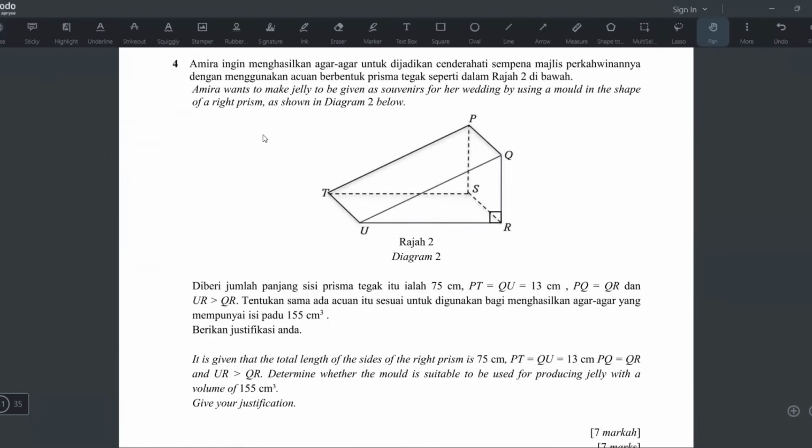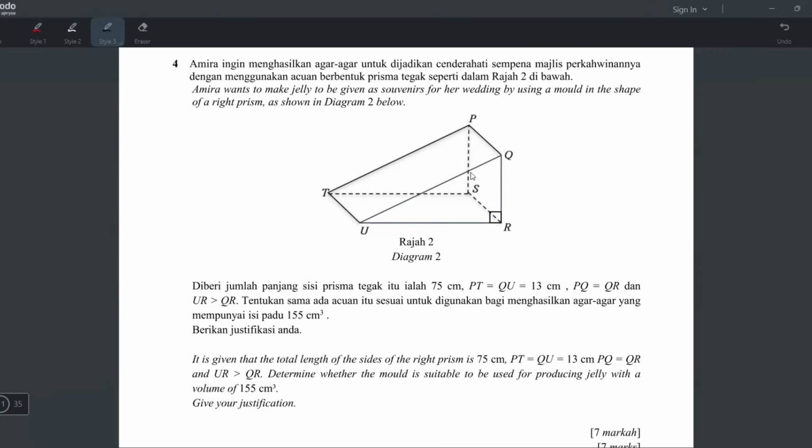Okay. Let's continue. Number 4. Alright. What chapter is this? Okay. Let's read the question. Amira wants to make jelly to be given as souvenirs for her wedding by using a mold in the shape of a right prism as shown in diagram 2 below. So this is the mold that is used to make the jelly.